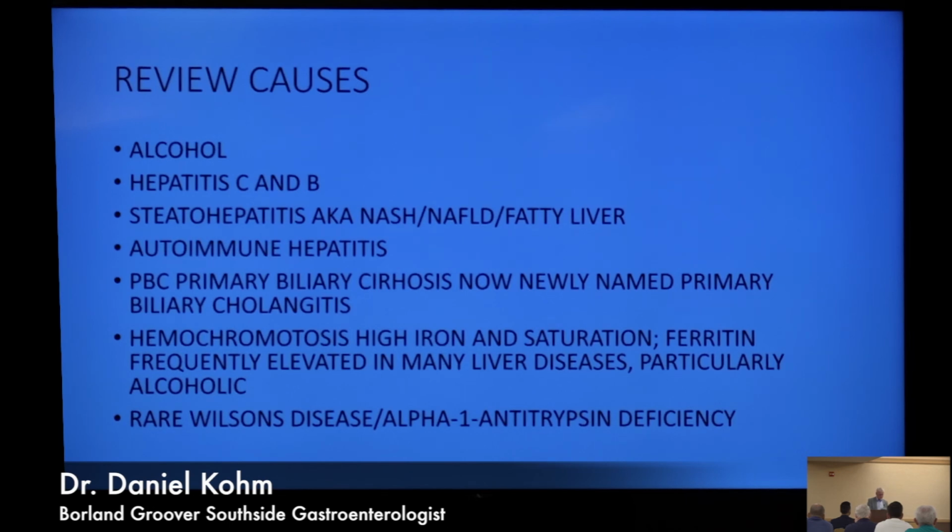Okay, here we go. All right, so we've already talked about the causes, and this is roughly the frequency: alcohol, hepatitis C and B, steatohepatitis, aka NASH, aka NAFLD, aka fatty liver. One of the things over all these years the academicians like to do is change up the names so that you have to learn what they're talking about. Neurologists, of course, are famous for that. Anyway, and then there's autoimmune hepatitis, PBC, formerly primary biliary cirrhosis, now to be politically correct and not scare patients, primary biliary cholangitis. They got to keep the monogram anyway.